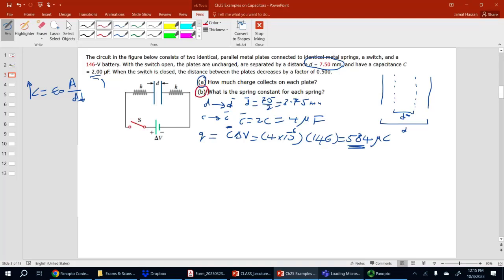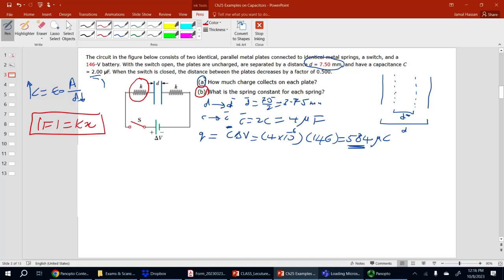Second part. What is the spring constant for each spring? So let's think about plate. Left one or right one doesn't matter, right? So each plate is attached to a spring, right? So if you displace a spring from its equilibrium position, a force from the spring will be applied on the object, in this case the plate, and the magnitude is equal to Kx. X is the displacement value from its equilibrium of the spring.